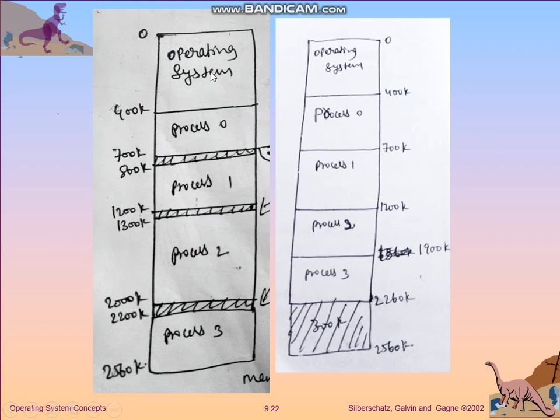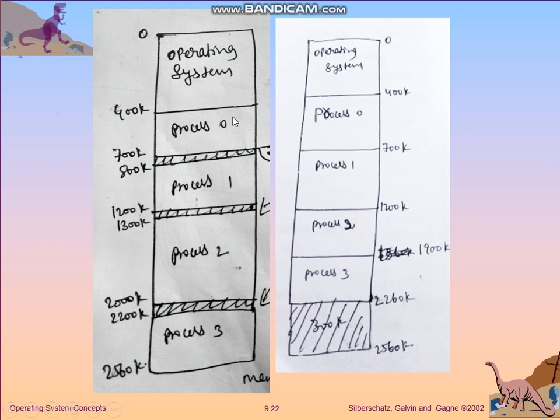So this is your physical memory. You have process 0, process 1, 2, and 3. All these are stored in contiguous memory locations. It means suppose process 0 has got 10 instructions, all the 10 instructions are stored one after the other in continuous memory locations.